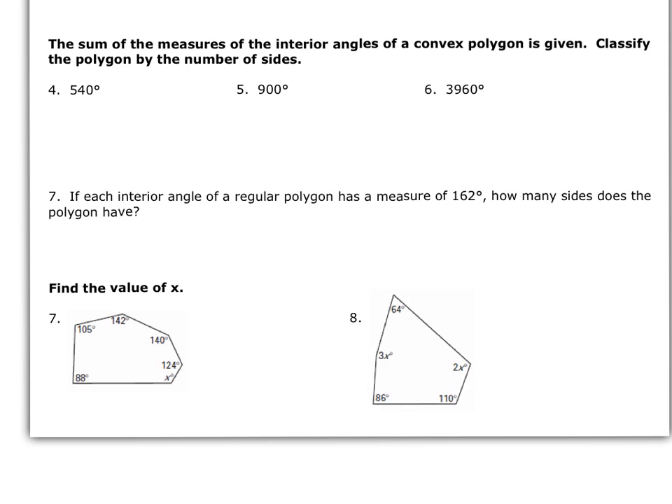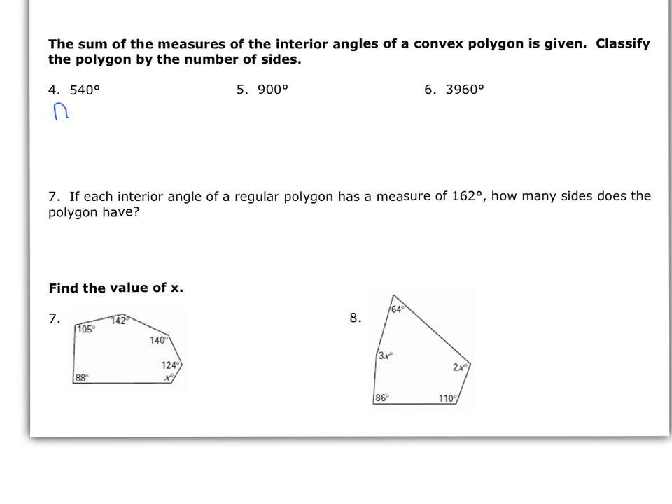Now this is kind of working backwards. It's saying, all right, here are the sums. They already did the n minus 2 times 180. And this is what they came up with. These are the sums. Now they want us to classify by the number of sides. So remember, classify is the fancy word. So you're going to have to know hexagon, heptagon, so forth and so on. So you're going to have to work this backwards.